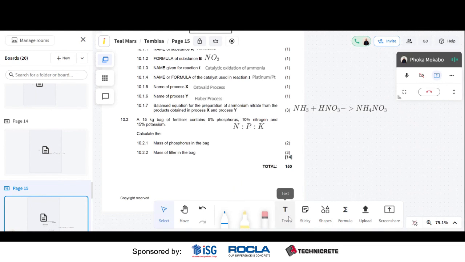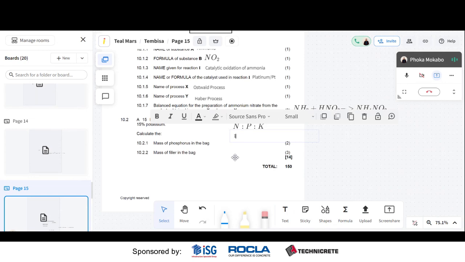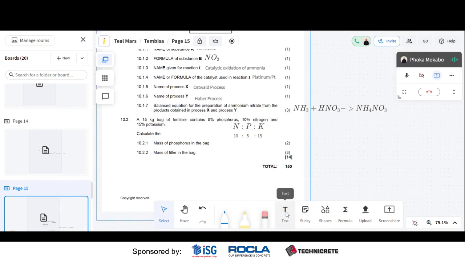In this case, this is 10, this one is going to be 5, it's given to us as well, and this one is going to be 15. If what I'm doing right now does not make sense, you might need to go back and have a look at your notes again on how to work with fertilizers.